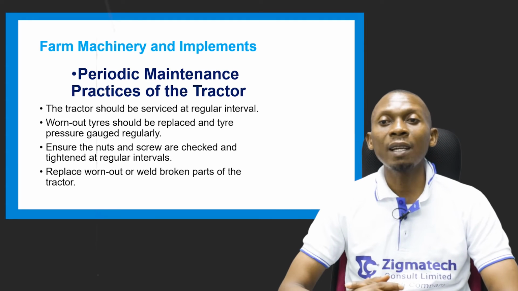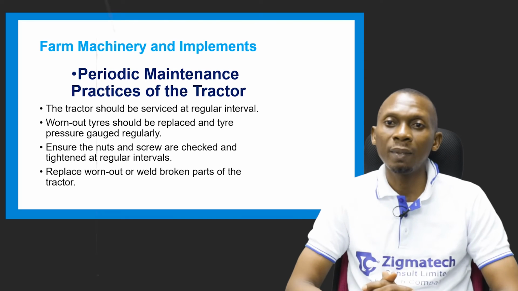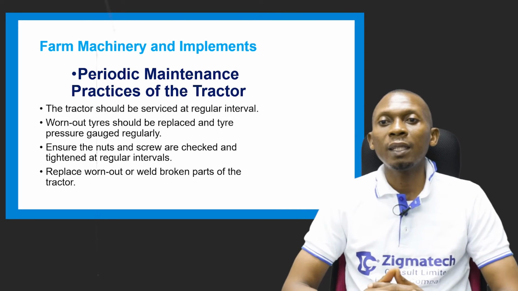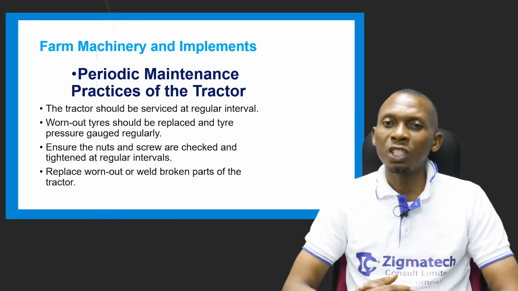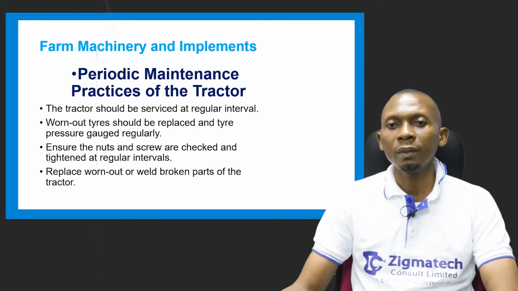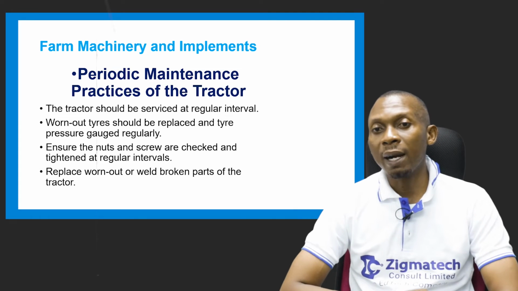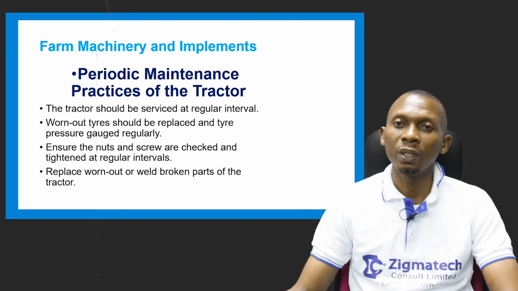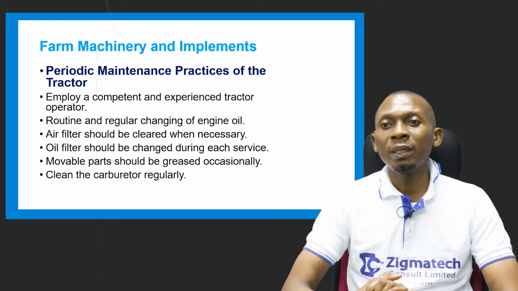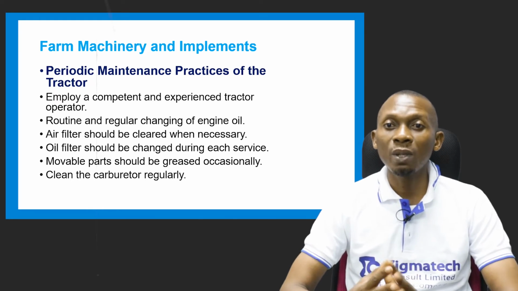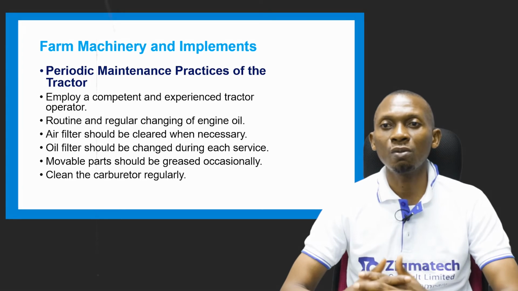Then, if the tires are worn out, you need to replace them. And the pressure should also be gauged regularly. Then ensure that nuts and screws are checked and tightened at regular intervals. Now, when we have broken parts or worn out parts, they have to be replaced also. A competent and experienced tractor operator needs to be employed. Someone who knows how to handle or to drive or operate the tractor needs to be employed.